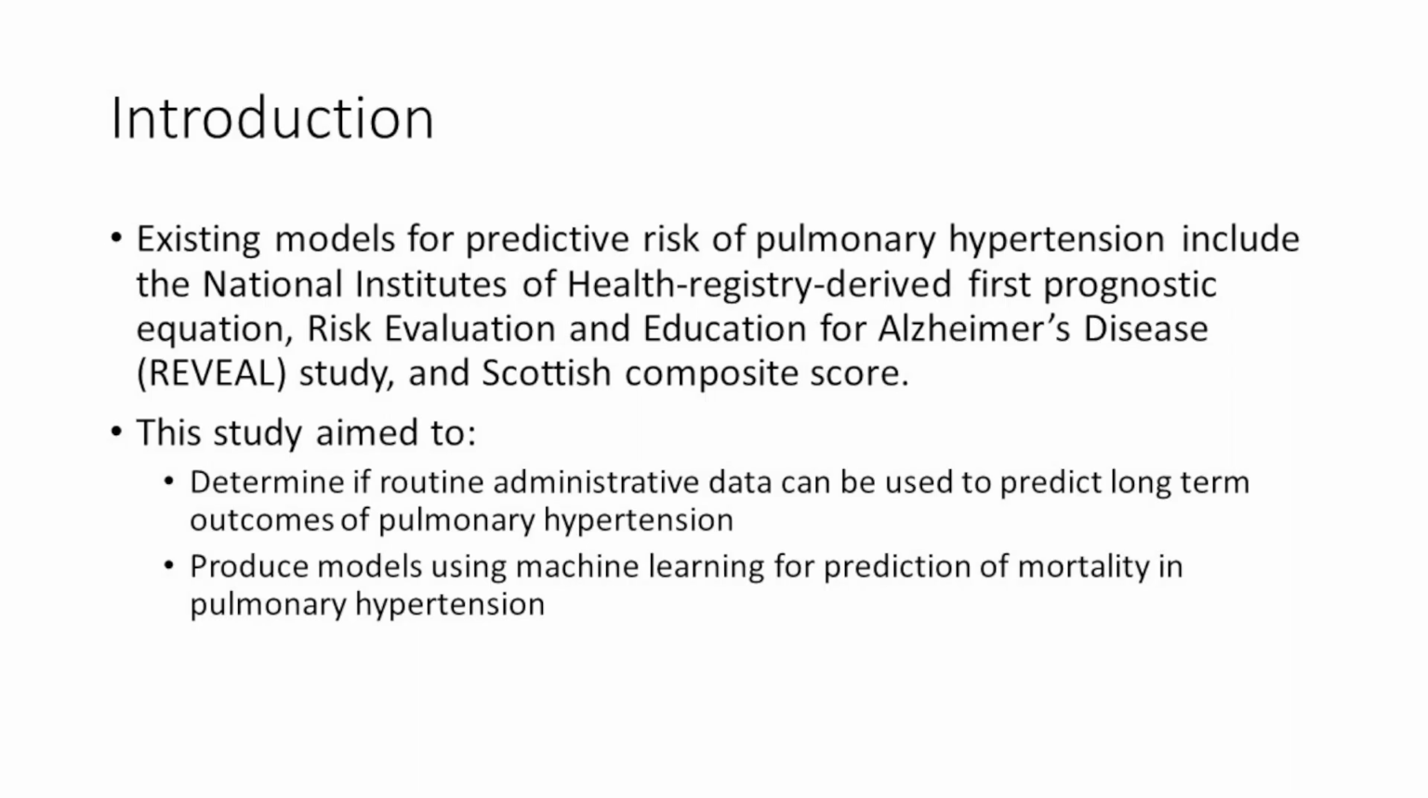Pulmonary hypertension is a progressive lung disorder, and it results in symptoms like shortness of breath, loss of exercise capacity. It can result in various complications that can be quite debilitating, like infections or hemorrhage, and ultimately it can result in heart failure and premature mortality.